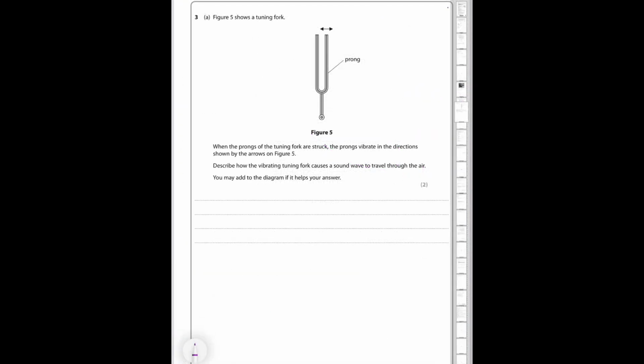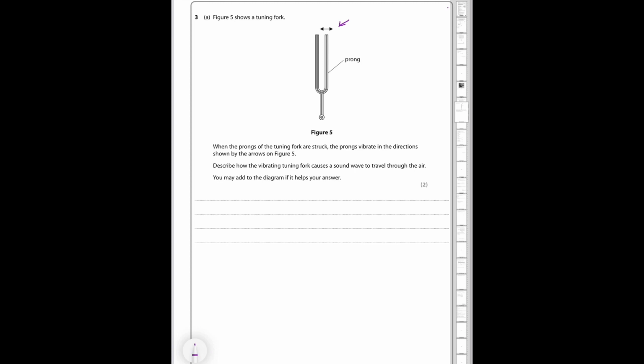In question 3, we're shown figure 5, which is a tuning fork. It says when the prongs of the tuning fork are struck, the prongs vibrate in the direction shown by the arrow in figure 5. Describe how the vibrating tuning fork causes a sound wave to travel through the air, and we can add to the diagram if it helps us with our answer.